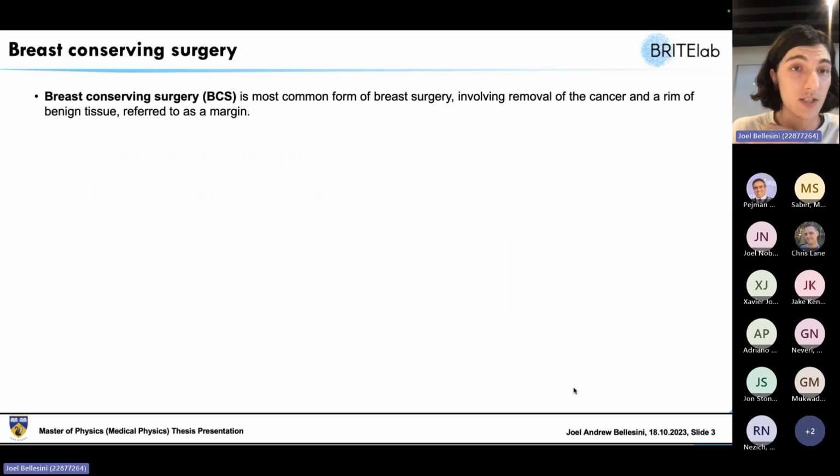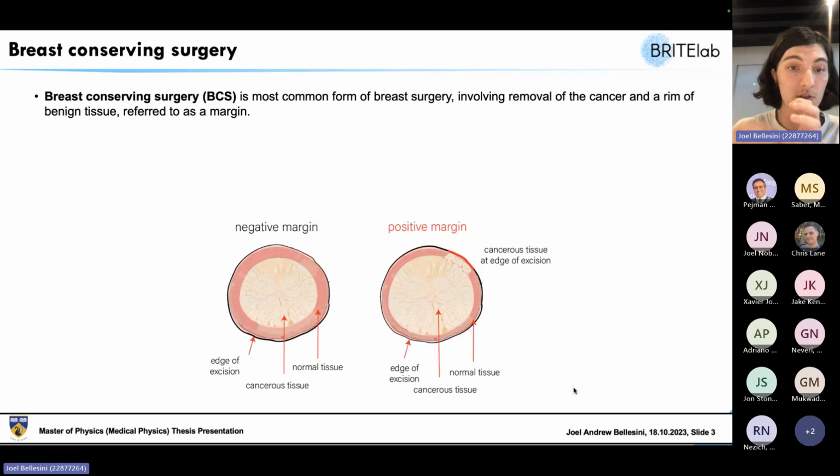So breast-conserving surgery, as I mentioned, is the most common form of breast cancer surgery. It accounts for over half of breast cancer surgeries in Australia, involving the removal of cancer and a rim of benign tissue, which we refer to as a margin. So just showing here in this diagram what we mean.